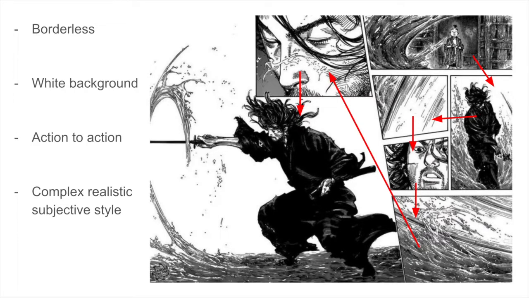By using different transitions of smaller panels, Vagabond is able to convey flowing action and emotion of characters at the same time. On top of that, the slashing and flowing of water in this page also help to tie in all the panels and portray the calmness of all his actions.